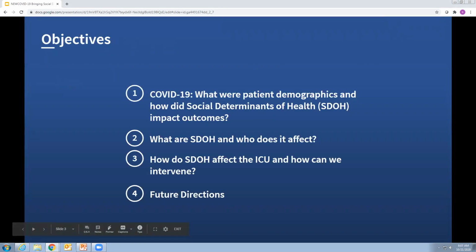So today we're going to talk a little bit about the demographics of COVID-19 and how it impacted social determinants of health, and then talk about social determinants of health in general and who it affects. And then more specifically, we're going to look at the effect of social determinants of health in the intensive care unit, and what we're doing here. A lot of the people in the Department of Medicine, the residents, the fellows have really been working very hard. Medical students have been working with us on this team approach to helping with social determinants of health, and then our future direction.